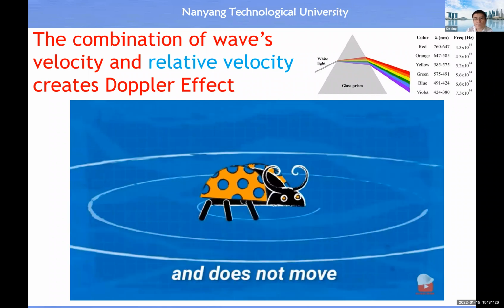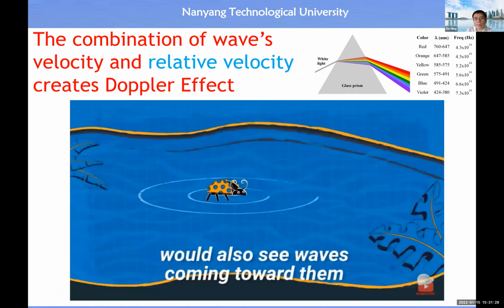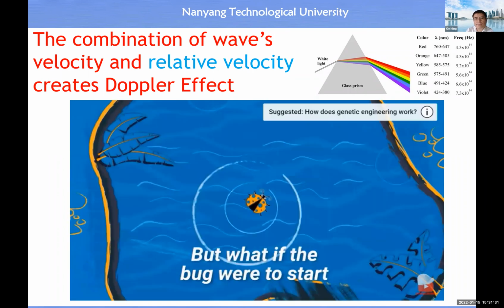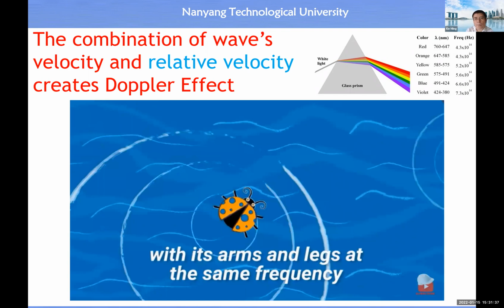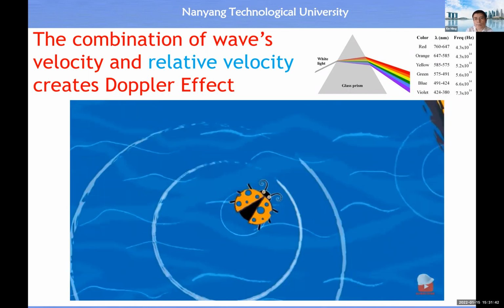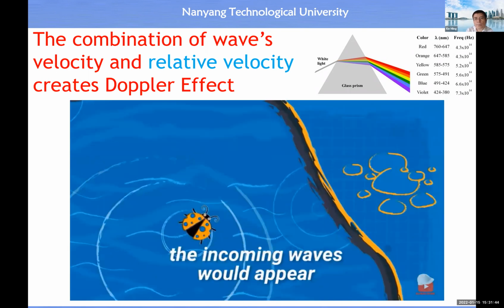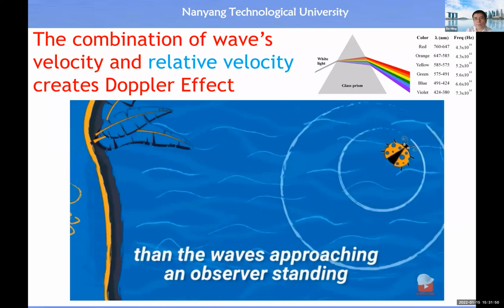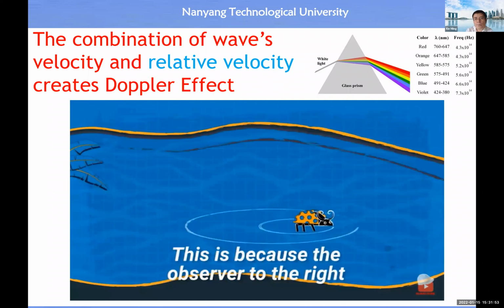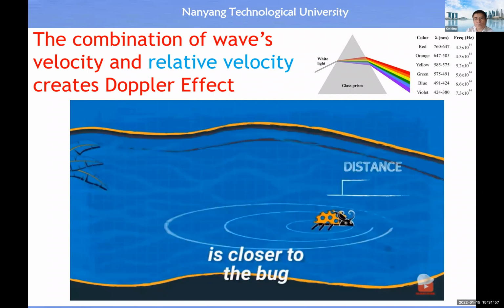But what if the bug were to start moving toward the right while still making movements with its arms and legs at the same frequency of once every second? Then, to an observer standing to the right of the puddle, the incoming waves would appear to be at a faster frequency than the waves approaching an observer standing to the left of the puddle. This is because the observer to the right is closer to the bug, and therefore the waves, than the observer to the left. This, in essence, describes the Doppler effect.